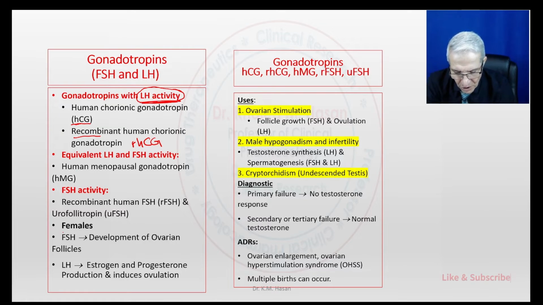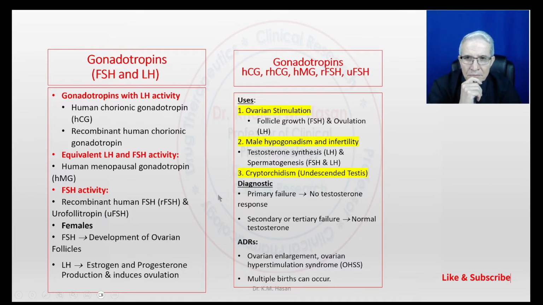Equivalent, we have some hormones that have both activities, LH and FSH. We have it here, HMG. So HMG, human menopausal gonadotropin, has both LH and FSH activity. Then we have FSH activity only. We have recombinant FSH and urofollitropin FSH.